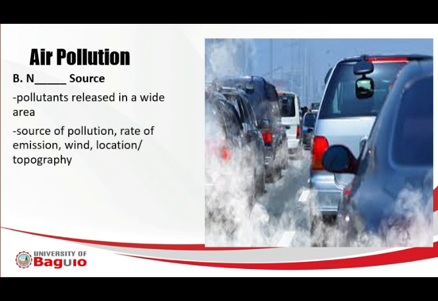Okay, so the source of pollution, the rate of emission, the wind, and the location or topography of that particular city or community or area are affecting these different kinds of non-point sources of air pollution. For example, again, we have car tailpipes, factories, and power plants. So there's a mixture, a combination of the different sources.